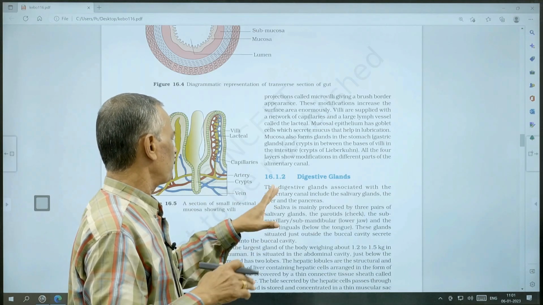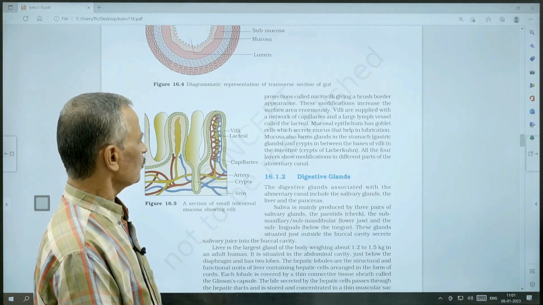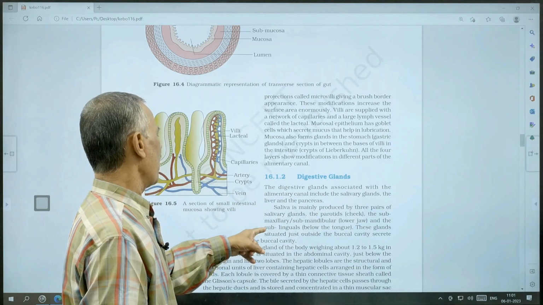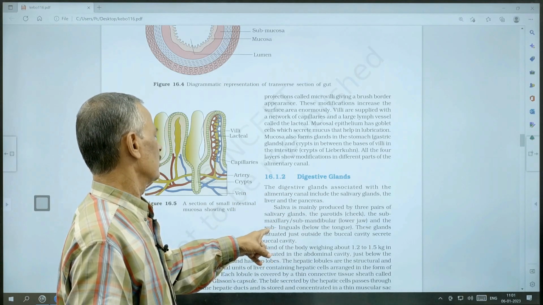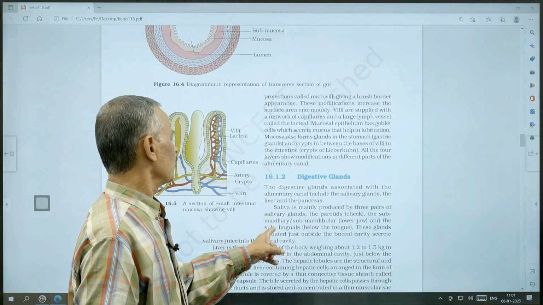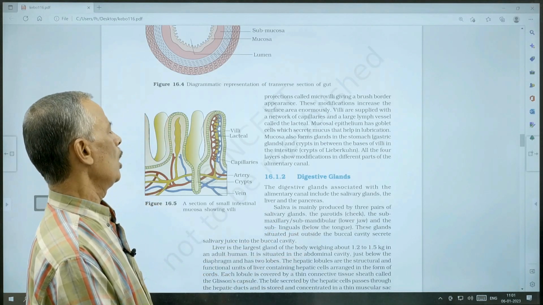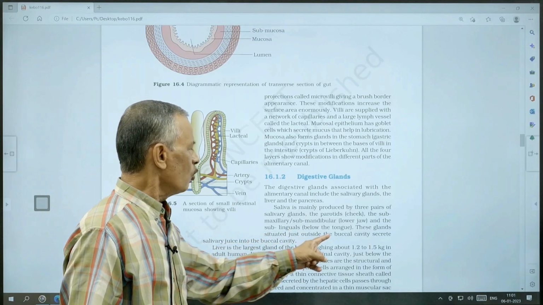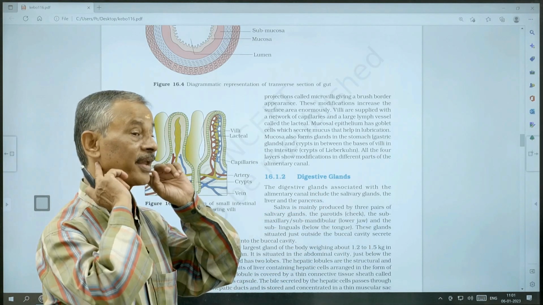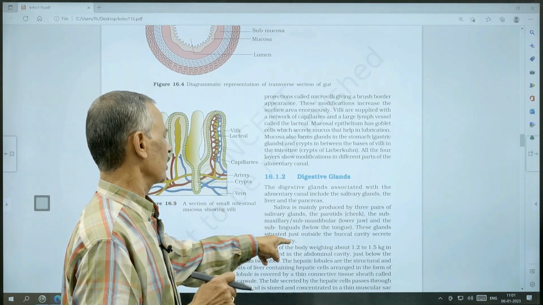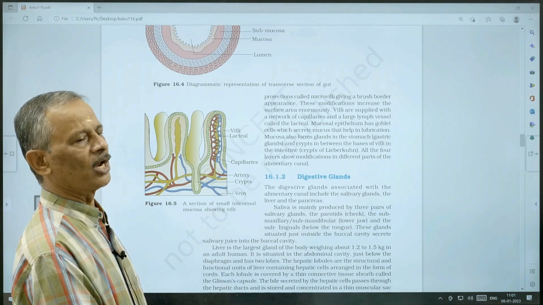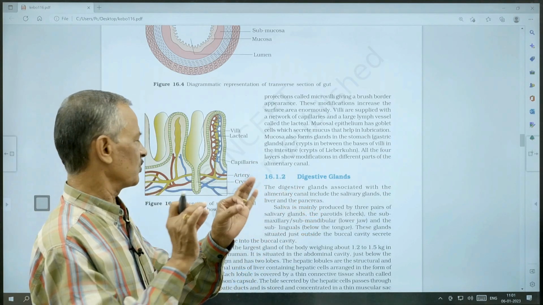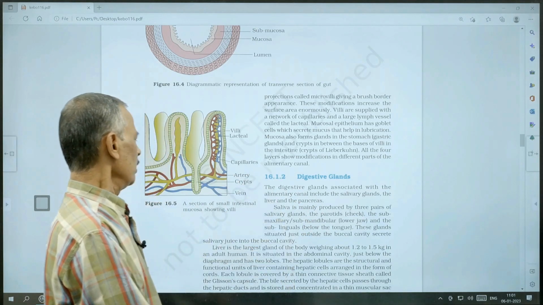Then a pair of submaxillary or submandibular glands, which are on the lower jaw, and the smallest of these three is the sublingual, which is below the tongue. These glands are situated just outside the buccal cavity, but their ducts open into the buccal cavity. So their secretions are poured into the buccal cavity.